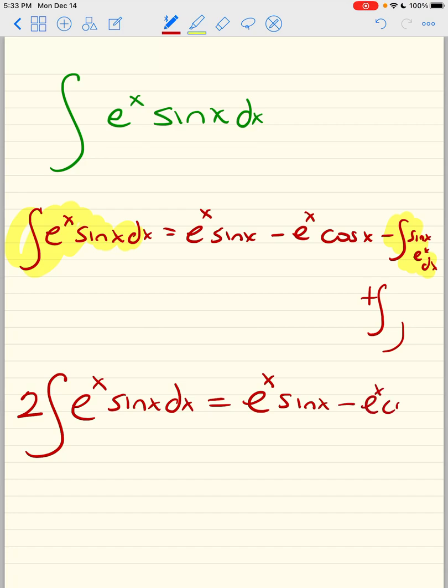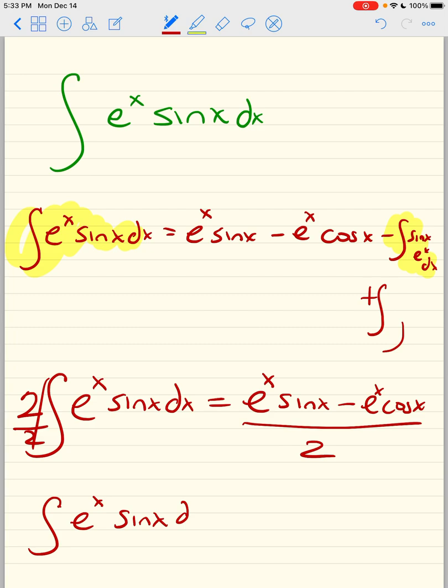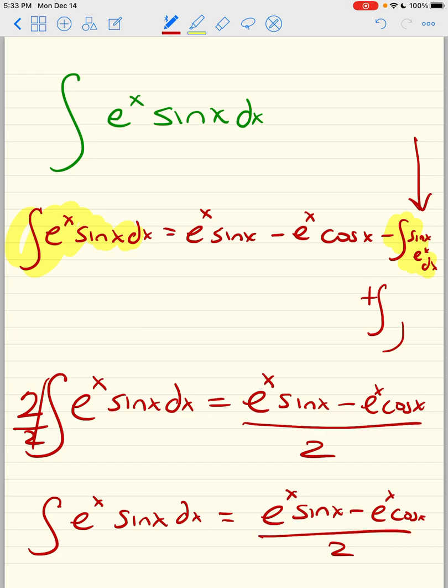And all I have to do is now divide. How cool is that? All of these integrals need a plus C, by the way. So you get e to the x sine x minus e to the x cosine x all over 2. We did that because we would have just kept going on and on forever. So once you see your question, you have to add it to the other side. Okay? And so that's how you do that.